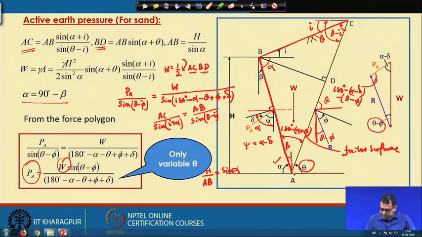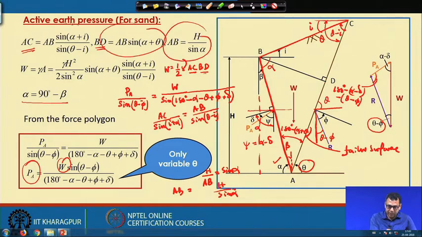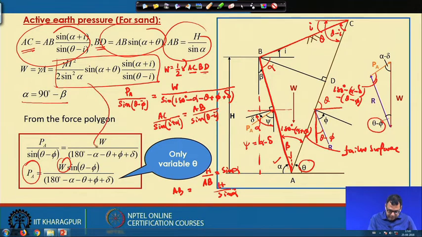From this triangle, if I extend this triangle, H is the height, so H by AB is equal to sin alpha. So, I can write AB is equal to H by sin alpha. So, all these values we will get from this geometry, and then finally we will get the W, and this is the expression of the W. That final expression I will put here.